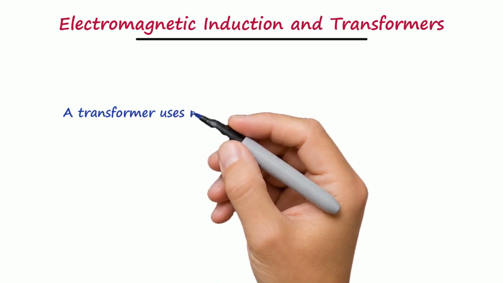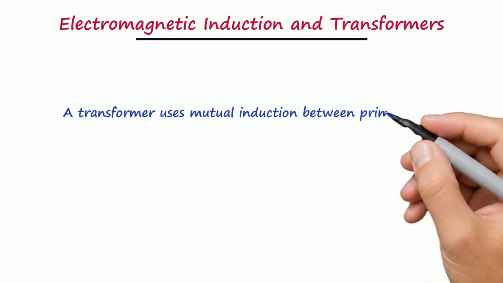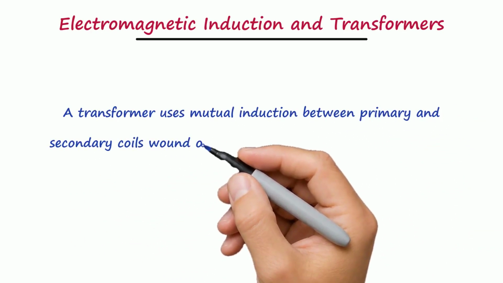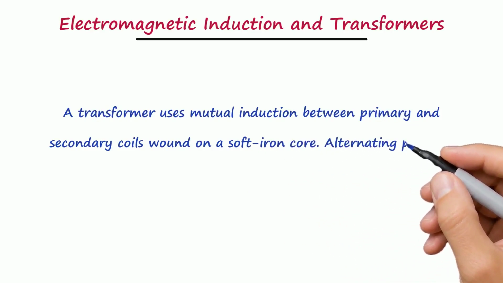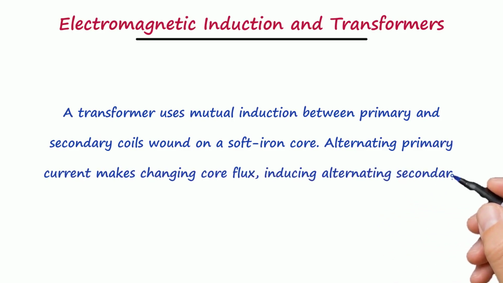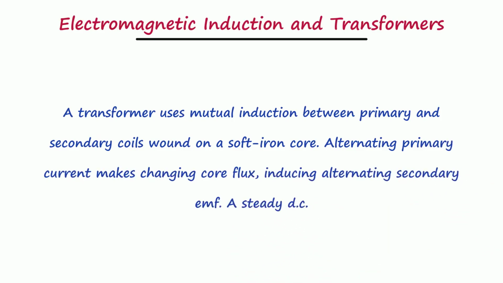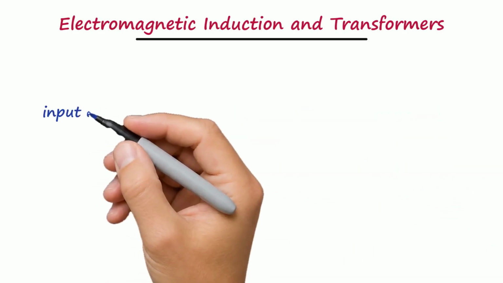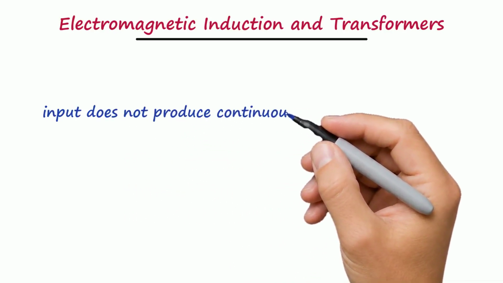A transformer uses mutual induction between primary and secondary coils wound on a soft iron core. Alternating primary current makes changing core flux, inducing alternating secondary EMF. A steady DC input does not produce continuous secondary voltage.